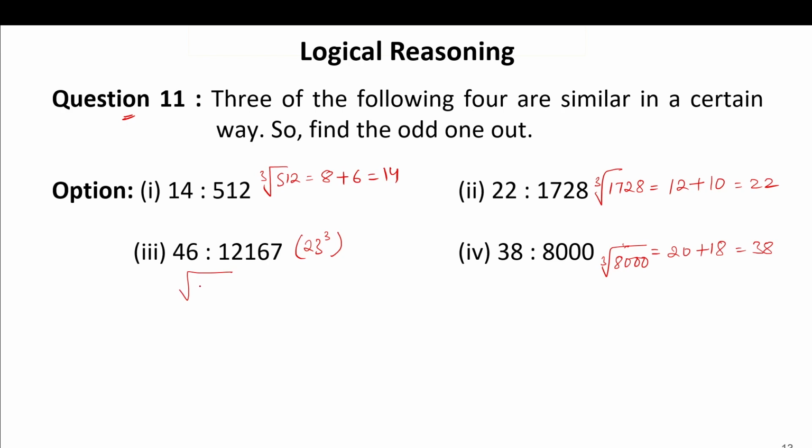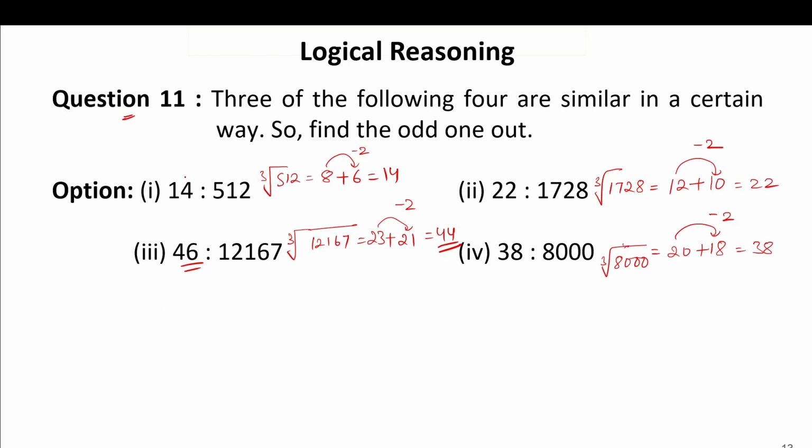And if I do cube root of 12167, this will be 23. And if I add, how much should I add? Over here, we will be subtracting it by 2. Over here also, we were subtracting it by 2. And over here also, we were subtracting it by 2. So, if I subtract by 2 and add 21, then I'll get 44 and not 46. So, this one is different.